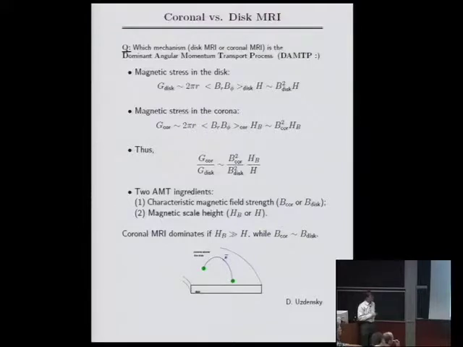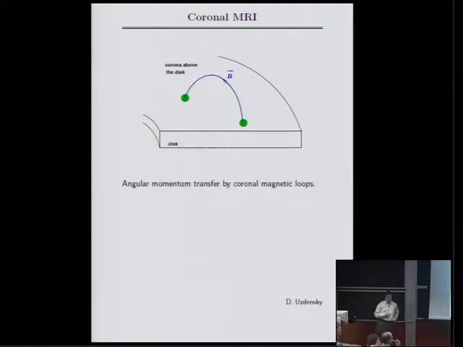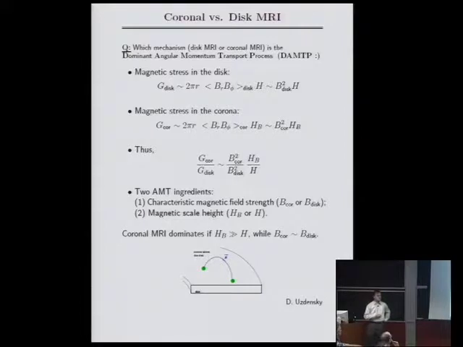Now, an interesting question that arises is: we still have regular MRI within this disk, and in principle we can have these larger coronal loops also transporting angular momentum. And the interesting question is, which of these two mechanisms is the dominant angular momentum transport process? In particular, how do we go about estimating this?